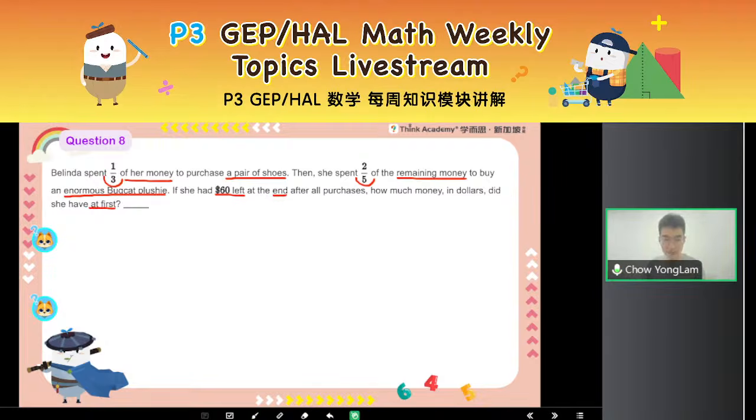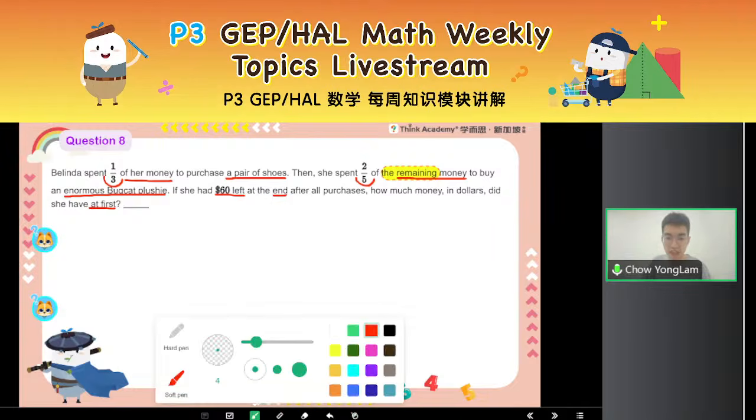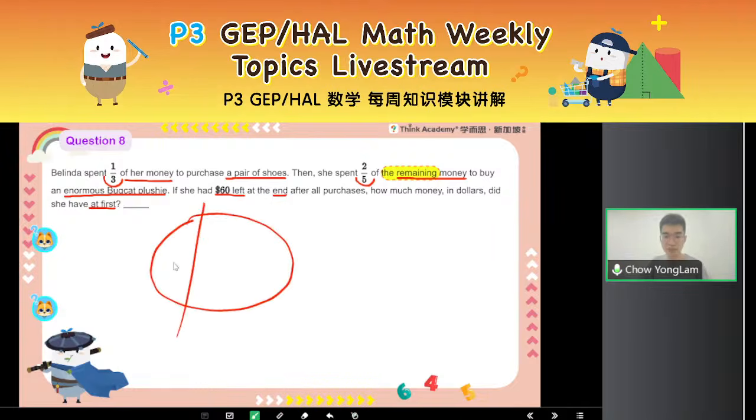Okay? Now, my question, number 1, are these 2 fractions both coming from the same total? Did I take out 1/3 of the money and then 2/5 of the money? Or do you see any word that tells you it's not the case? What's the word that I circled very hard just now? That's right, remaining. If I say remaining, that means first I have a lot of money. I take away one part of it to buy shoes first. Then I focus on whatever is left. From there, I take out the next part for the plushie. Yes, the word remaining. Good.